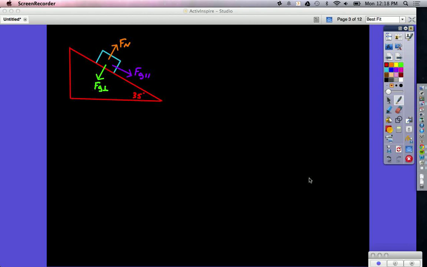Find the acceleration of this block, which has a mass of 7 kilograms, down this frictionless hill. Here's what we have to do. We need to figure out which way this block is going to accelerate. It's going to accelerate down the hill.